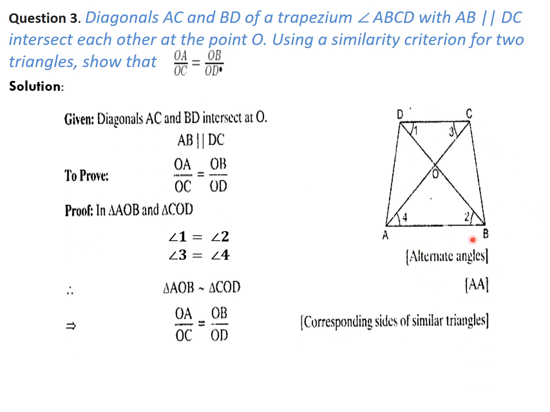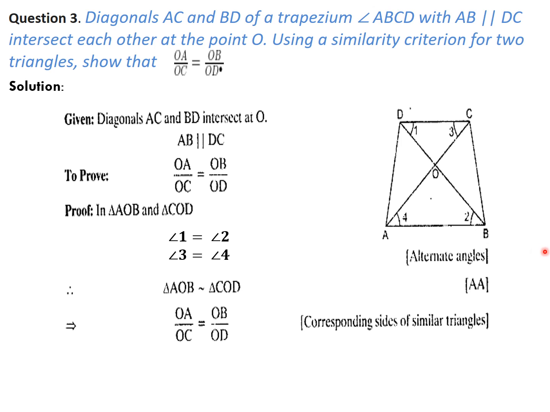So here is the trapezium ABCD. Here it is given that AC and BD are intersecting at O, and the side AB is parallel to DC. So since AB is parallel to DC, we can clearly say that AC is a transversal and also BD is a transversal.